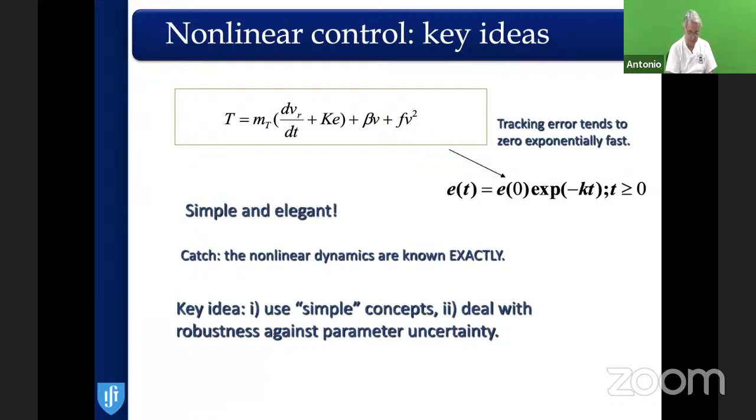Because if you make a big mistake in the identification of beta and F, it may very well be that you think you will be doing well, but in fact the system will go unstable because you are not canceling those terms, and then you don't know if the system will be stable or unstable. You don't know. Too bad. It's a beautiful idea. You use simple concepts and you deal with robustness.